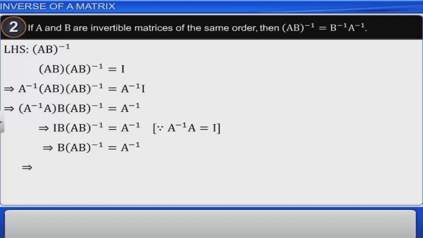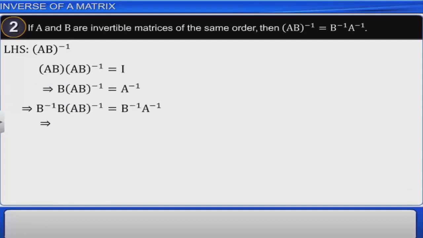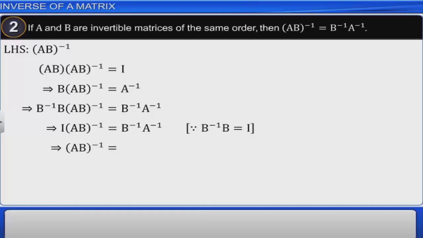Now we multiply with B inverse on both the sides. This can be simplified as shown. Therefore, the inverse of the product of matrices A and B is equal to the product of matrices B inverse and A inverse.